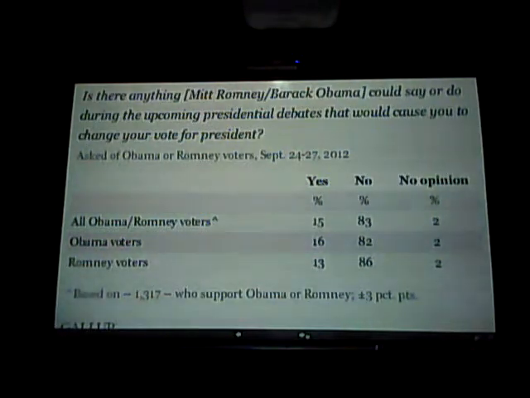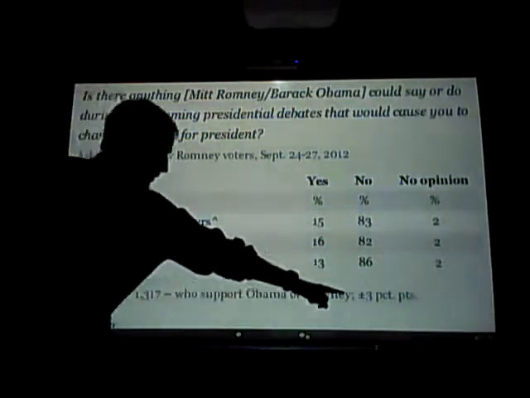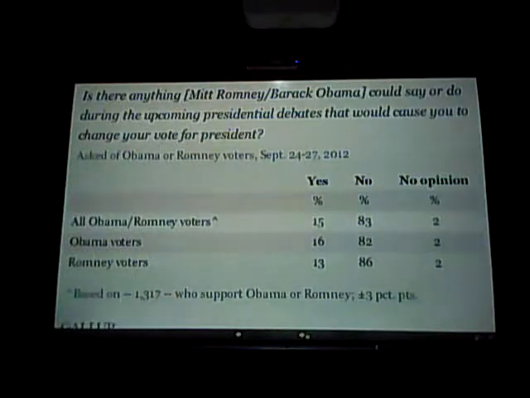Tells you, who did they survey? They asked people who identified themselves as either Obama voters or Romney voters. Tells us when they did it. It tells us there were 1,317 responses. And it tells us the margin of error, plus or minus 3%. So, and then it breaks it down. Here's the summing up of the findings.